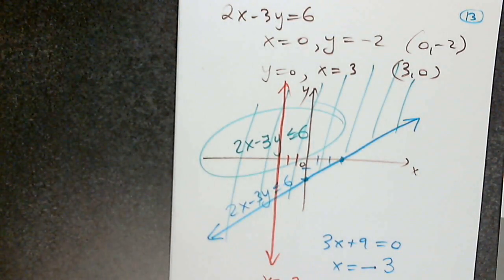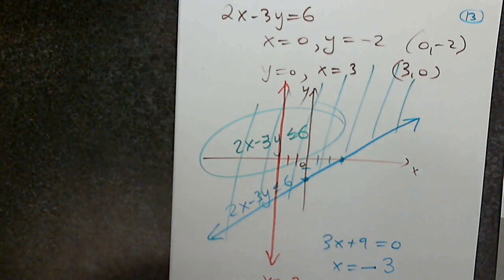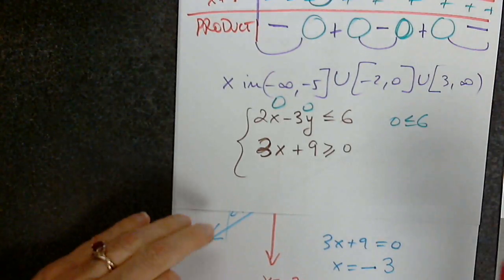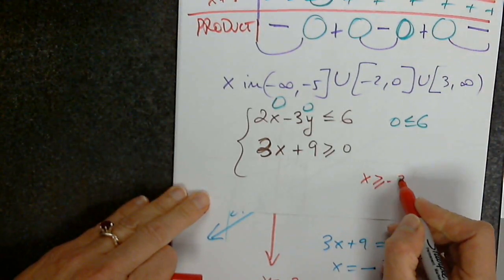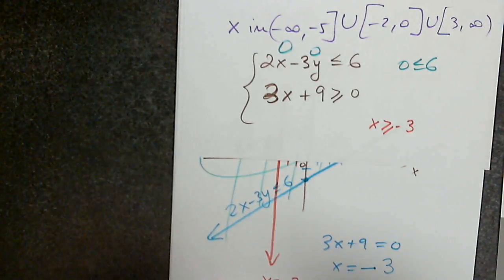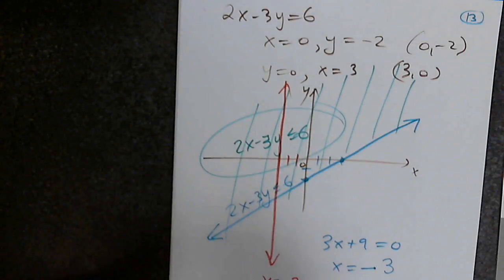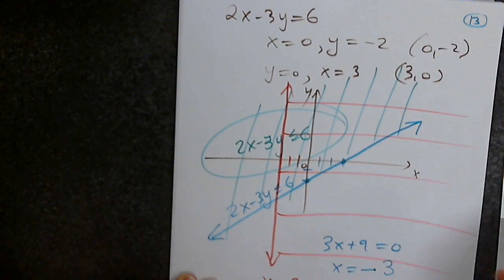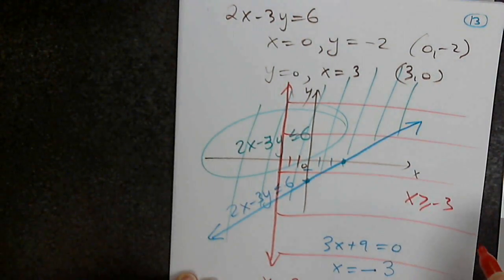Now I have to decide which direction to go. There is no need for a vertical line or a horizontal line to use a particular point. So when I solve this inequality, this says x greater than or equal to -3. Which direction do I go? To the right. Awesome. So this is x greater than or equal to -3.